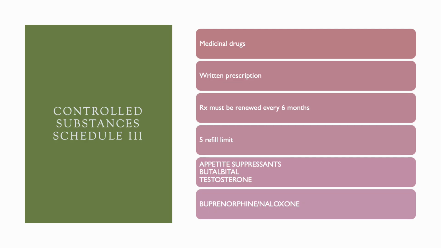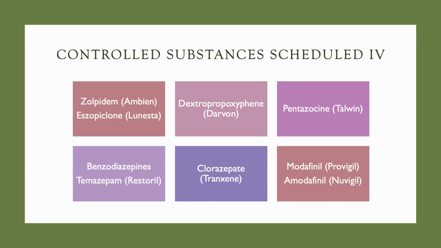Okay. Schedule 3 controlled substances are medicinal drugs. Written prescriptions are allowed. The prescription must be renewed every 6 months. There's a 5 refill limit. Included in Schedule 3 drugs are appetite suppressants, butalbital, and testosterone. There's also buprenorphine and naloxone. Buprenorphine and naloxone are controlled Schedule 3 substances.